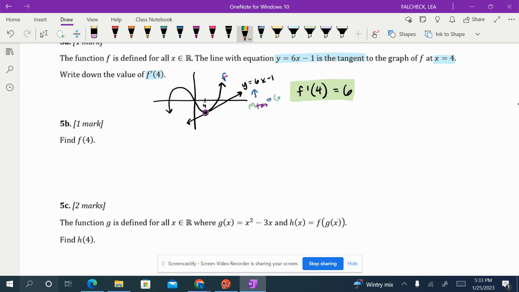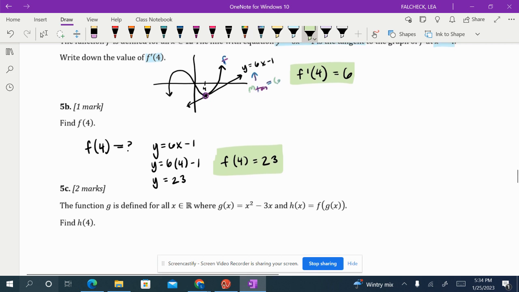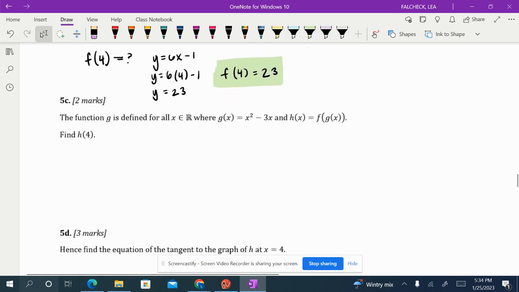So let's go ahead and plug that into the equation of the tangent line. So we have y is equal to 23. Therefore, f of 4 is equal to 23. And we found that in kind of a roundabout way, simply by knowing that there's going to be a common point with f and its tangent line at that specific x value.